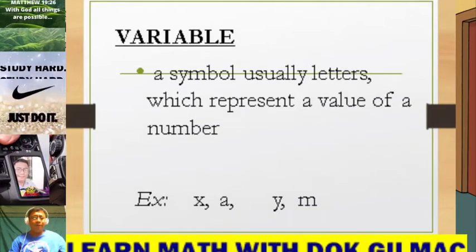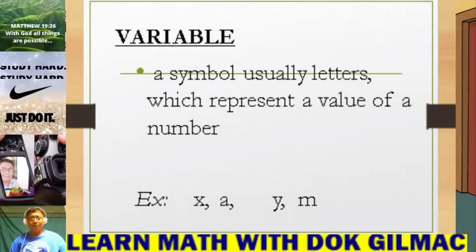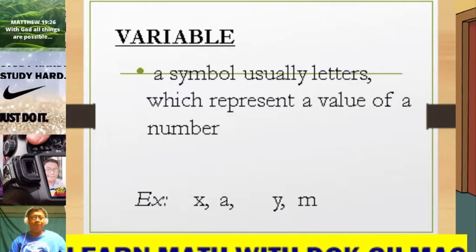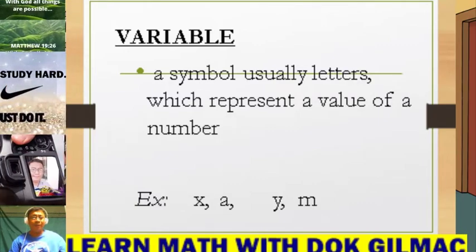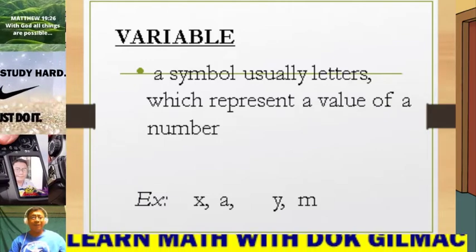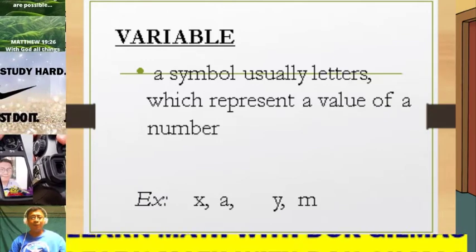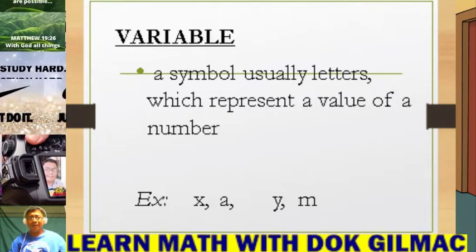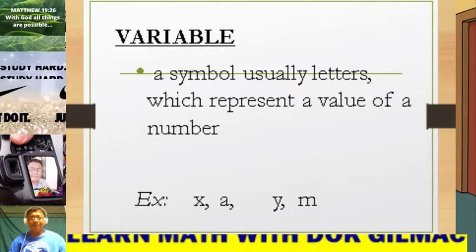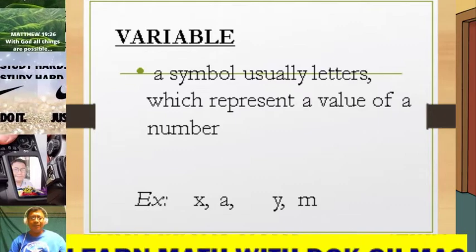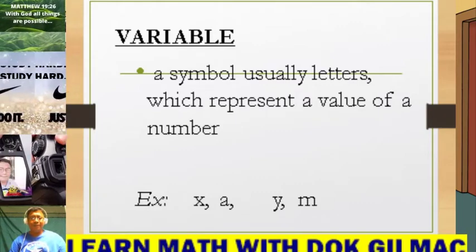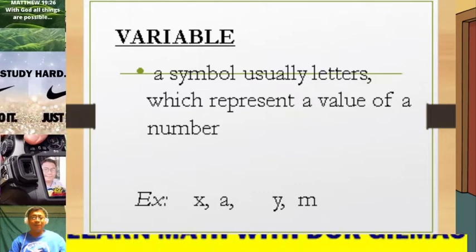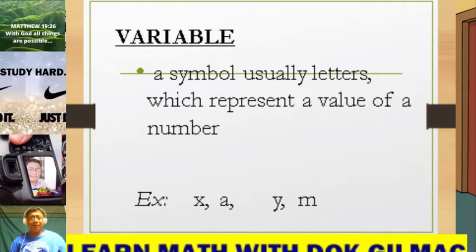We also have a variable. When we talk about a variable, it is a symbol usually denoted by letters which represent a value of a number. For example, x, a, y, m, and any letters in the English alphabet. These letters represent a certain value of a number. So take note of that.